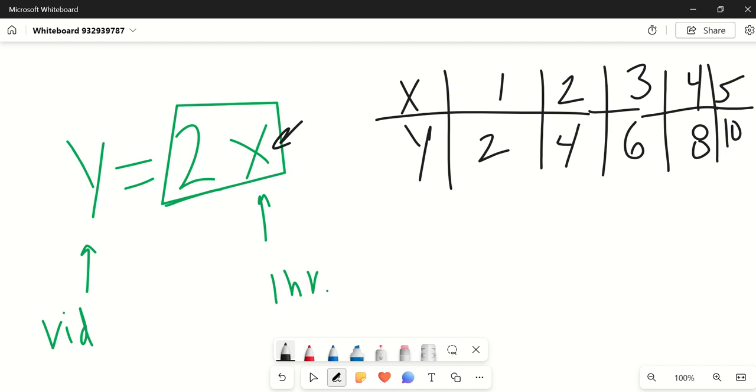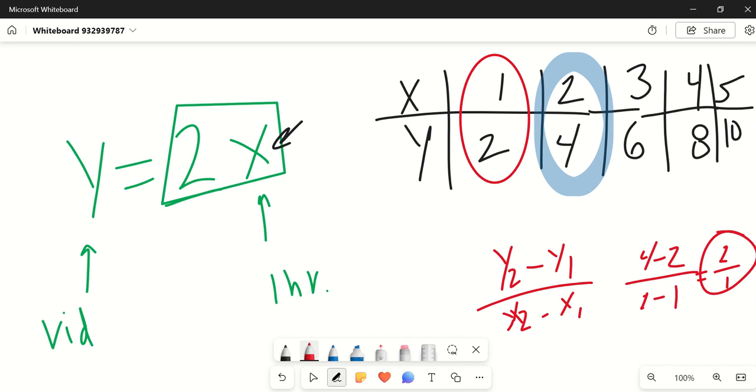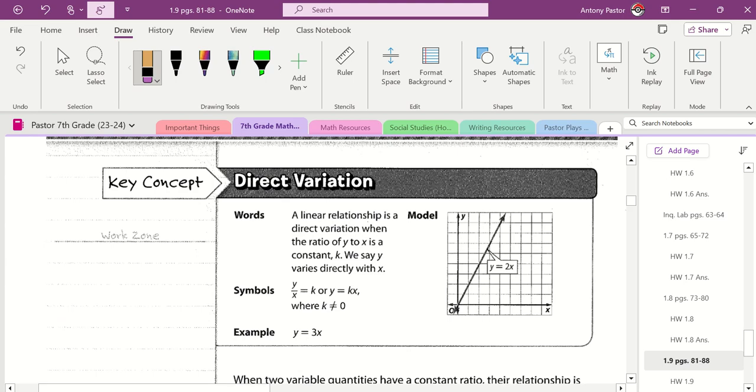The constant rate of change here. So again, we're going to take one point and the second point. And remember, it's y2 minus y1 over x2 minus x1. So this would be 4 minus 2 over 2 minus 1, which would give me 2 over 1. My rate here is 2. It's basically saying I can make 2 videos in 1 hour. So it's not going to change. So that is my constant rate, which is 2.